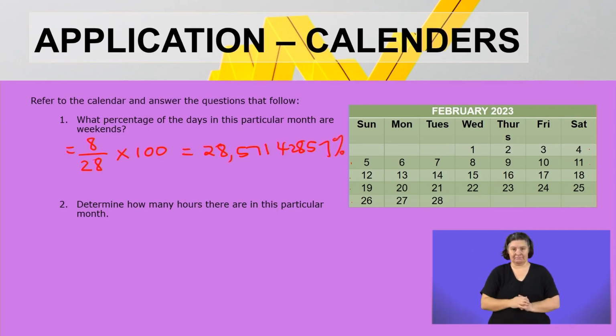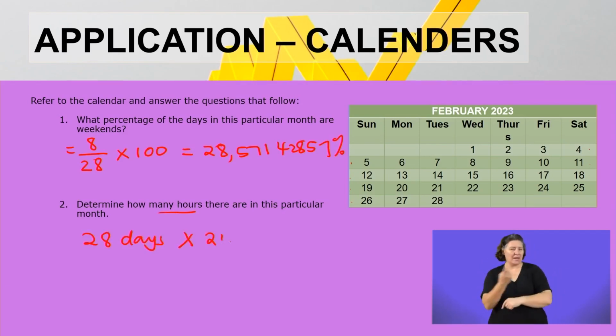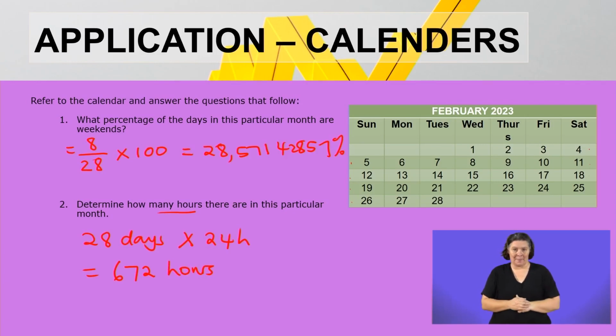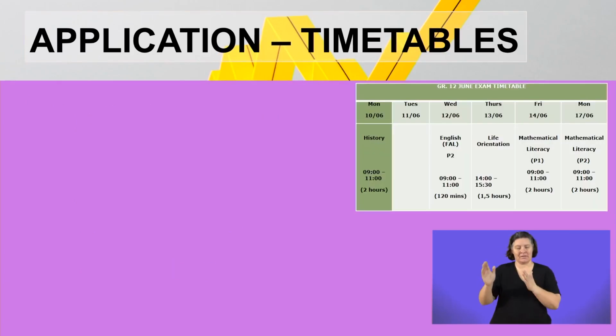All right, second sum. Determine how many hours there are in this particular month. Remember, the month has 28 days. How many hours in a day? 24. So I'll say that multiply by 24 hours. So it's 28 multiplied by 24. So that will give us a total of 672, and that will be hours. All right, then let's move on.